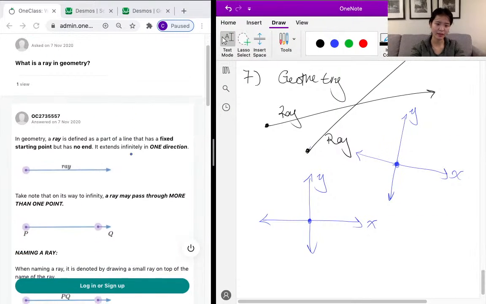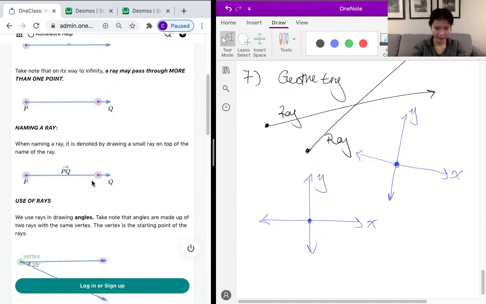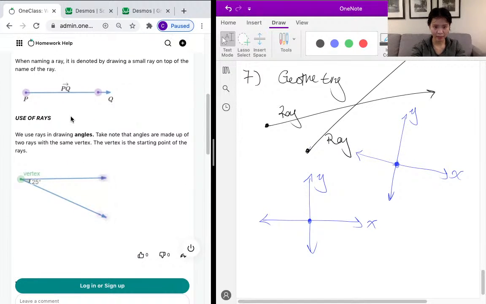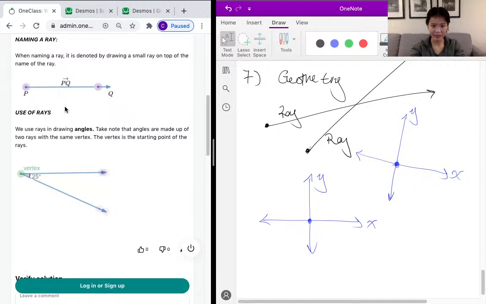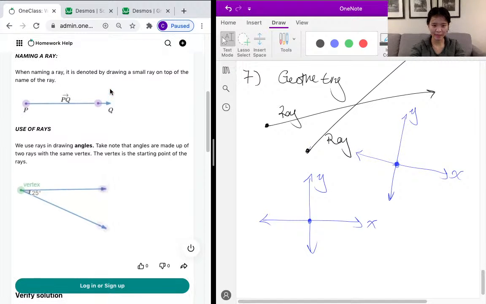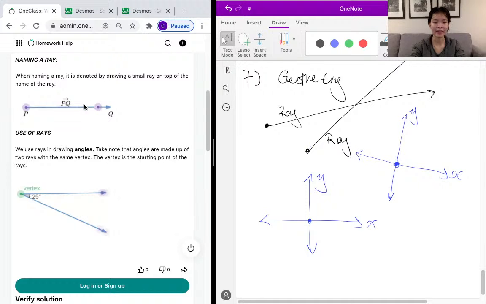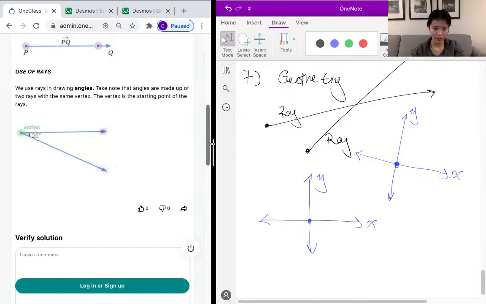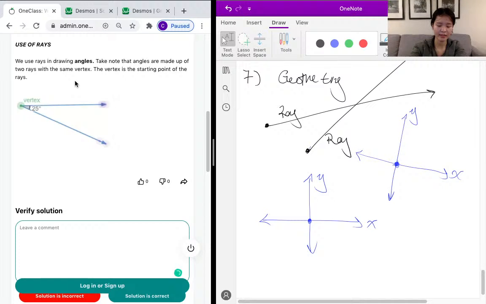Now, let's look at the sample solution, what the explanation gave. It also tells you how to name a ray, but I guess you can do that. Usually you would name it with an arrow on top. Okay, that's good. And yes, that is also correct. Use of rays. It's better to explain the plane in my opinion, but it is definitely a really valid solution. Let's just say the solution is correct. Good job.